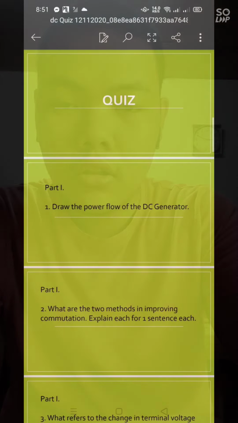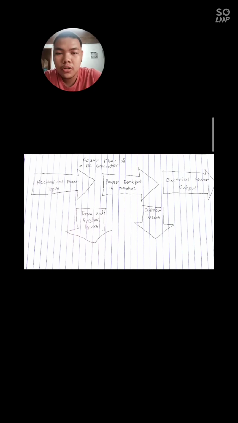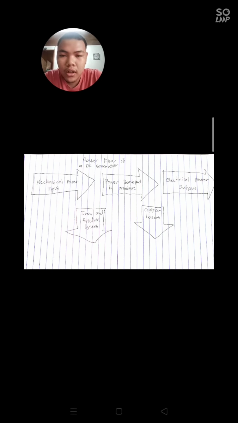Good morning, guys. So today I'm gonna answer some questions and solve some problems. So first, let's go with the questions. Question 1, part 1: draw the flow of a DC generator. So this is the flow of a DC generator.